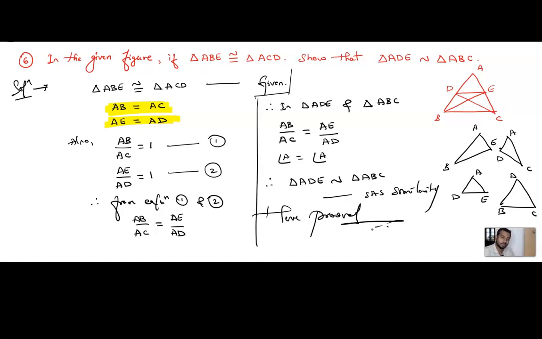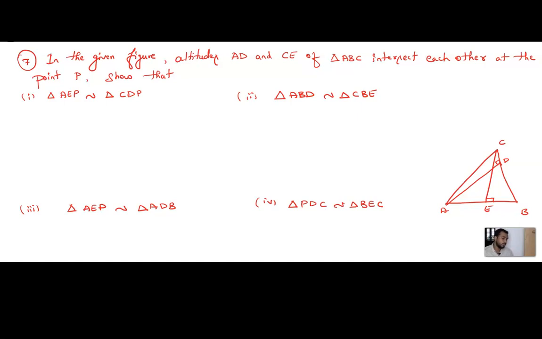Let me solve the next problem. Yes, see children, the next problem. In the given figure, altitudes AD and CE of triangle ABC intersect each other at the point P. There are 4 conditions to prove. Option 1, triangle AEP is similar to triangle CDP. Option 2, triangle ABD is similar to triangle CBE. Option 3, triangle AEP is similar to triangle ADB. Option 4, triangle PDC is similar to triangle BEC.